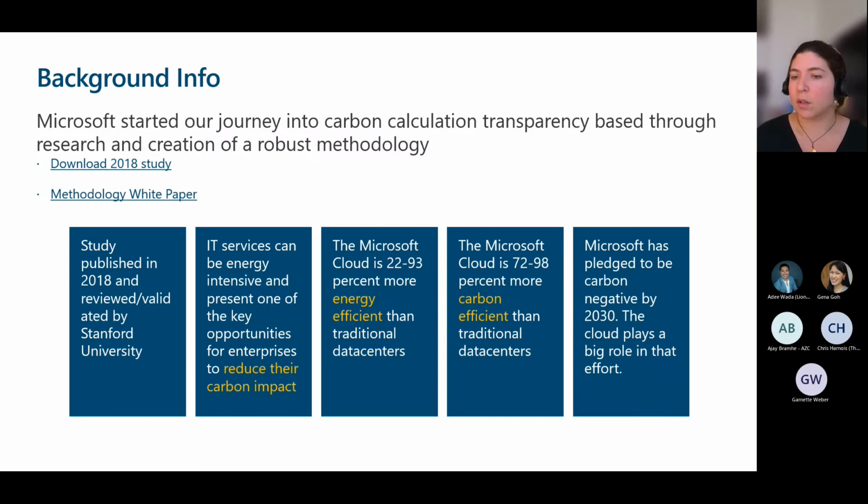A traditional data center, though, again, like when we've seen our customers migrate, it's usually an 80% reduction of the footprint. We also are more carbon efficient, so that study put out like 72 to 98% more carbon efficiency than the traditional data centers.